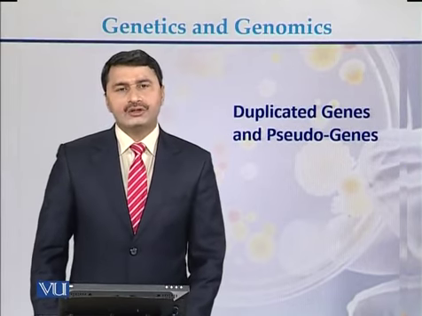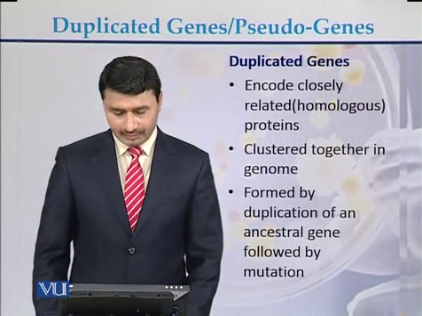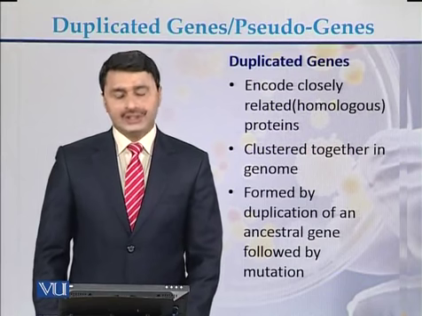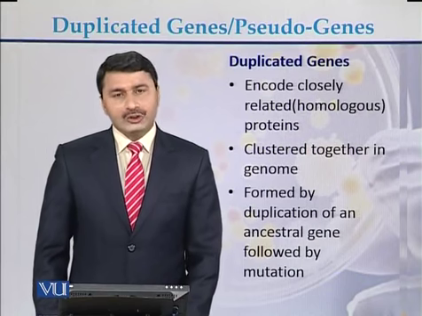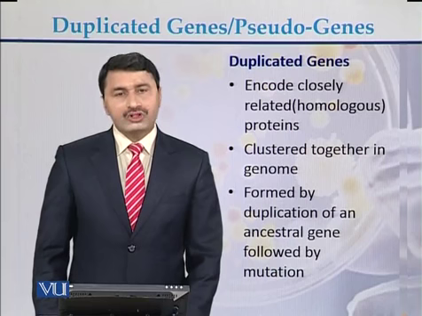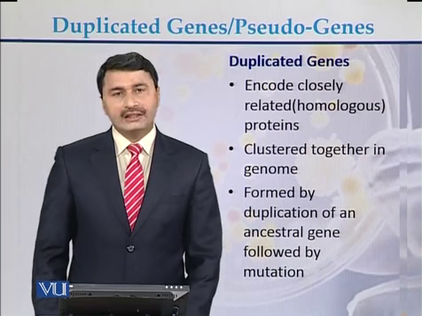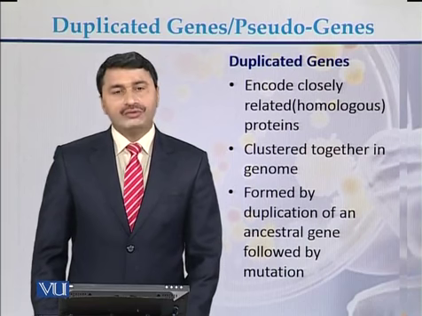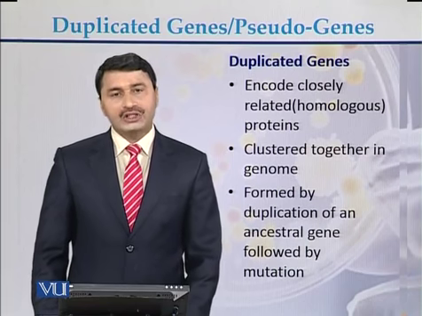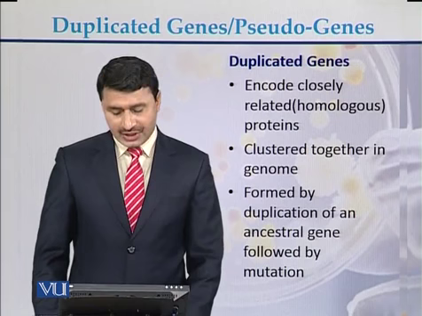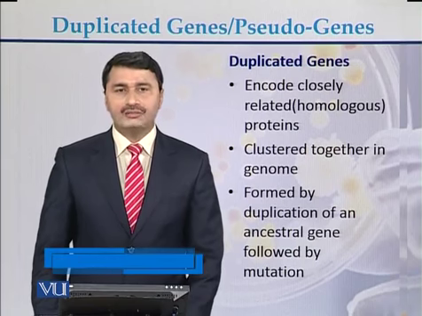Duplicated genes and pseudogenes. Duplicated genes usually encode closely related proteins. They are clustered together in the genome. They are formed by duplication of an ancestral gene followed by a mutation.